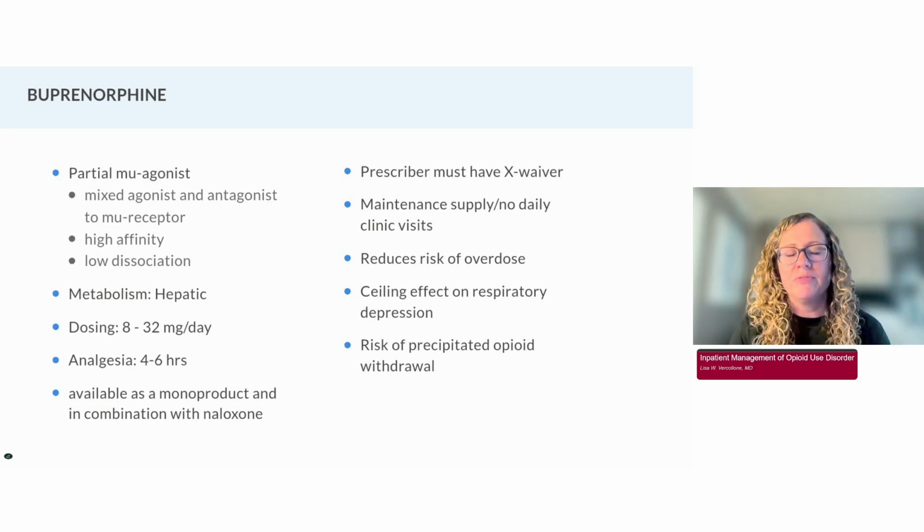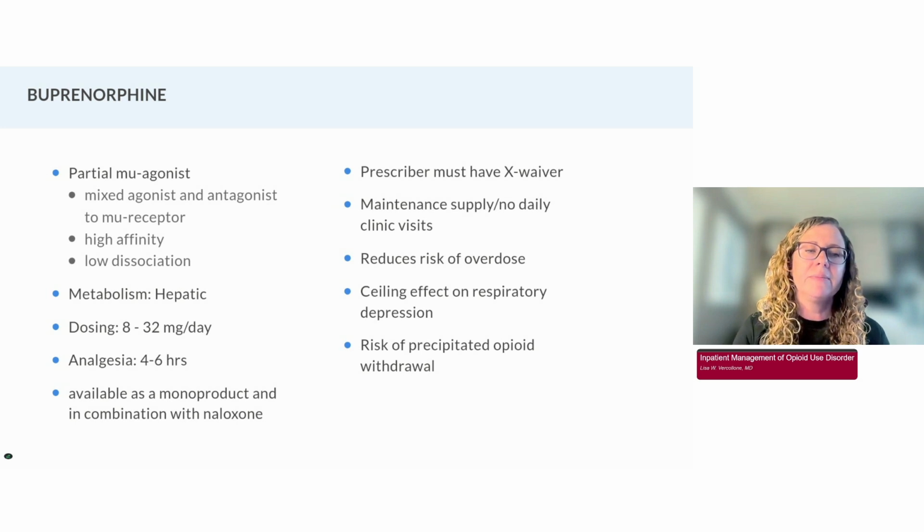Next, we're going to talk about buprenorphine. Buprenorphine is our partial mu agonist. It's both a mixed agonist and antagonist to the mu receptor. So it sits on the mu receptor, it stimulates it partially, but it blocks anything else from binding. It has a very high affinity, meaning that it will rush in and attach and bump off anything else that's on the mu receptor, essentially. And it has a low dissociation, so once it's attached, it does not want to come off.